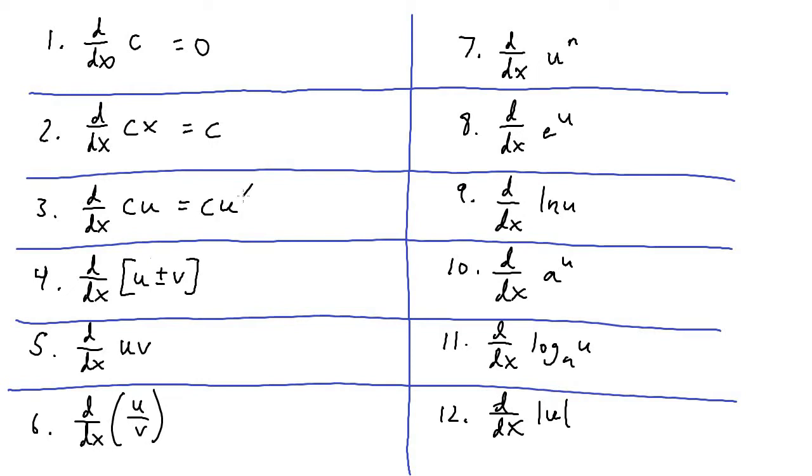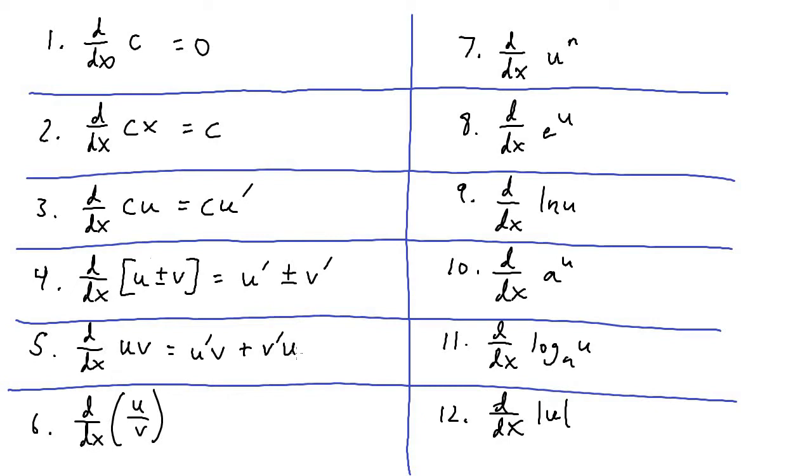So now number 4 is just a sum and difference rule, where when we take the derivative of one function u plus or minus another function v, we can write it as u prime plus or minus v prime. For number 5, we have derivative of u times v. That's the product rule, where we take the derivative of the first function times the second function unchanged, plus the derivative of the second function times the first unchanged.